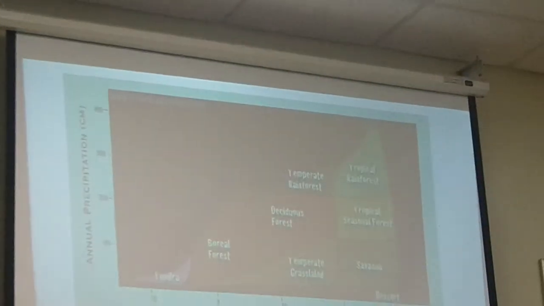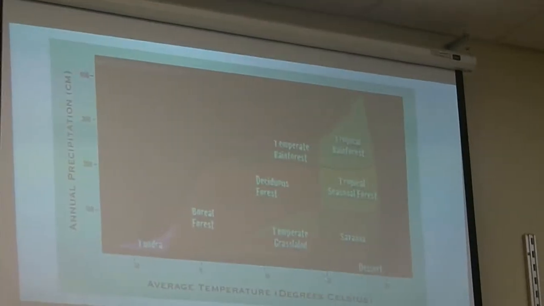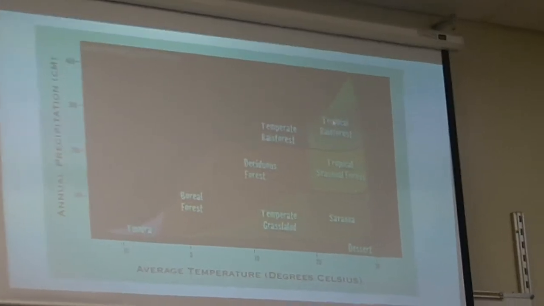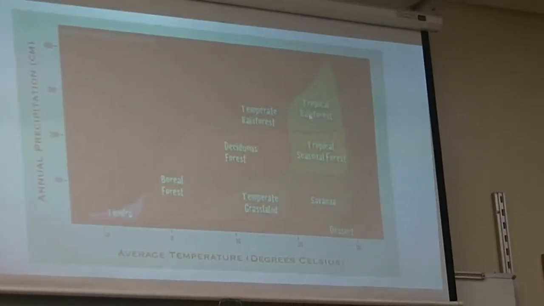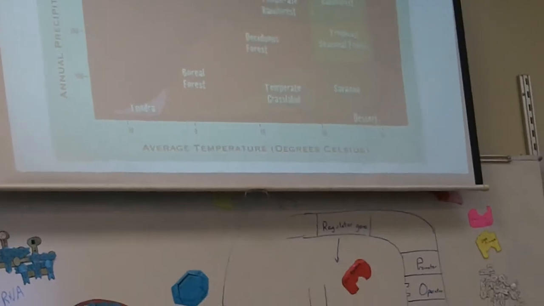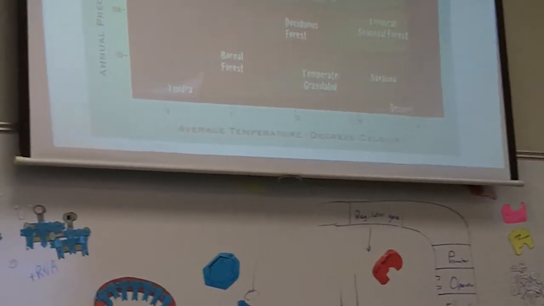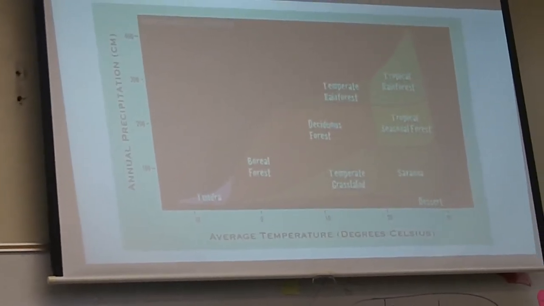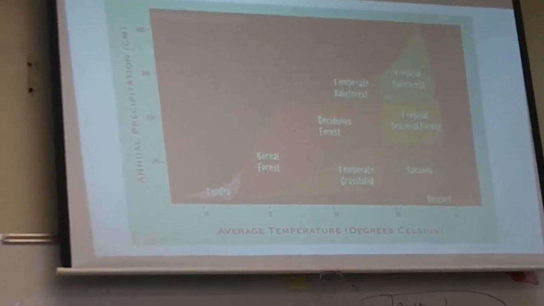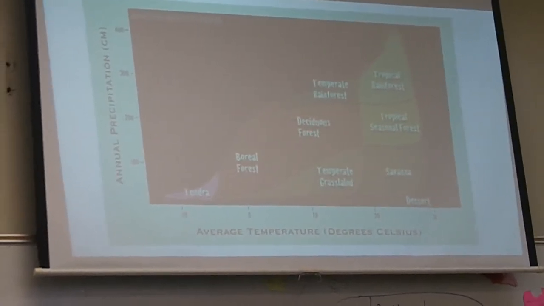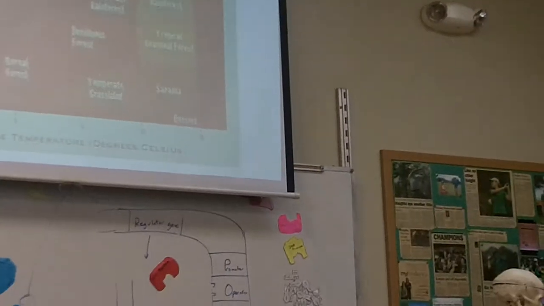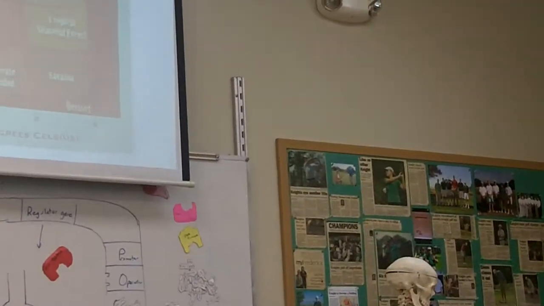It's the tropical rainforest. Check it out. High temperature, high precipitation. That's what you get, a tropical rainforest. Okay, let me ask you two more questions. 10 points if you can tell me what you get if you have low temperature, low rainfall, and what you get if you have medium temperature, medium rainfall, according to that graph.